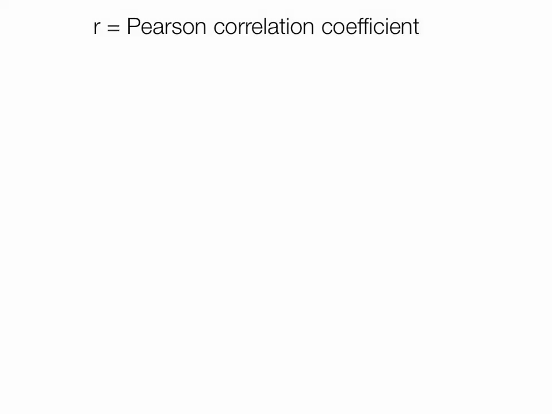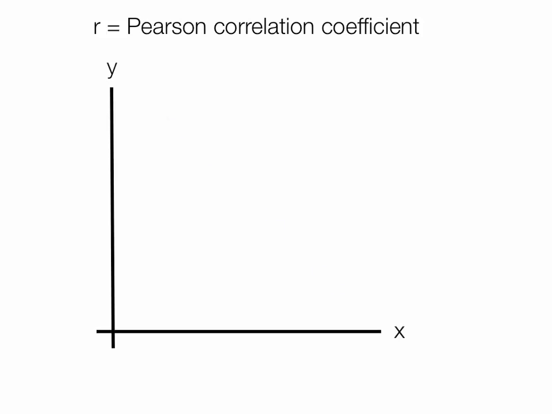R is equal to the Pearson correlation coefficient. It's a common thing to calculate in statistics and quantitative analysis. In your book, there are all these really complex formulas. So if R is equal to -1, we call that a perfect inverse relationship or a perfect negative relationship. If R is equal to +1, we call that a perfect direct relationship or a perfect positive relationship.